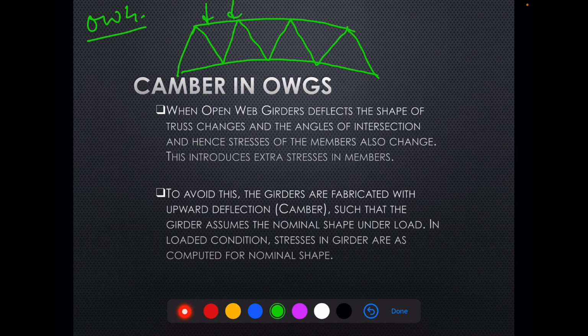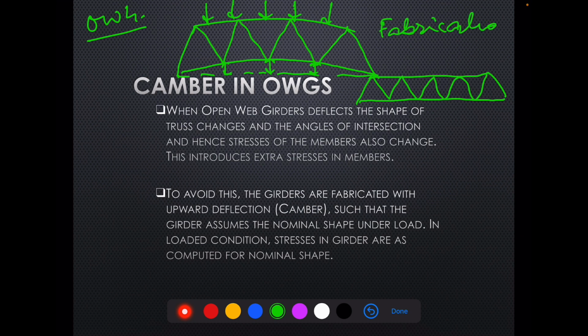And when the train arrives and the load comes, it assumes the normal shape under load, like this. So the upward deflection which we have given at various nodal points at the stage of fabrication, this is called camber.